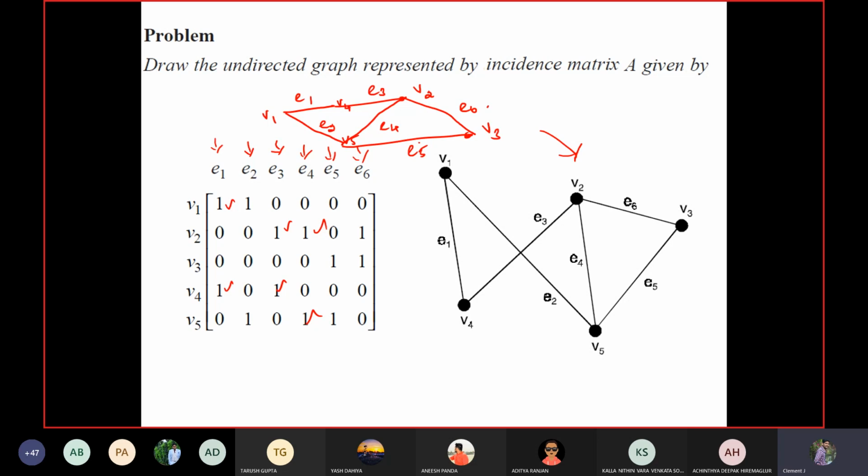Have you got the idea between the adjacency matrix and the incident matrix? Is it clear? Is it clear up to this? Yes, sir. Yes. Oh, fine. That's it.